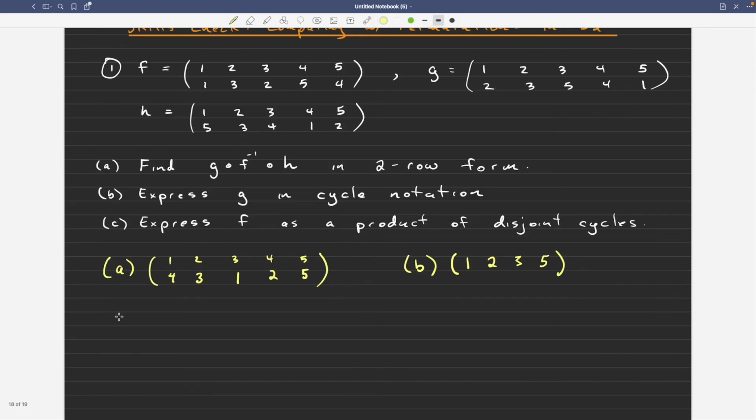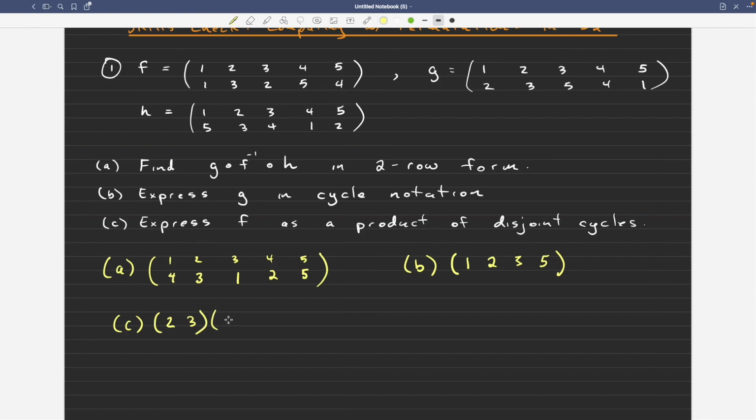And then lastly, part C wants us to express F as a product of disjoint cycles. This is just like what we did in part B. Pick an element that moves. I don't want to do 1 because 1 just maps to itself in F, so let's start with 2. 2 goes to 3, but then 3 in turn maps to 2, so that wraps around.